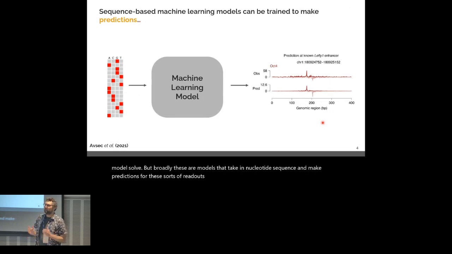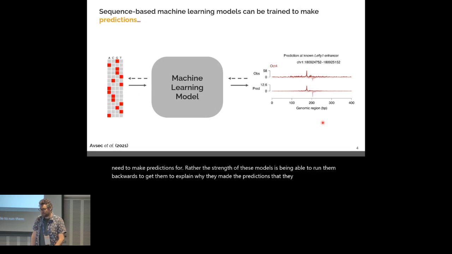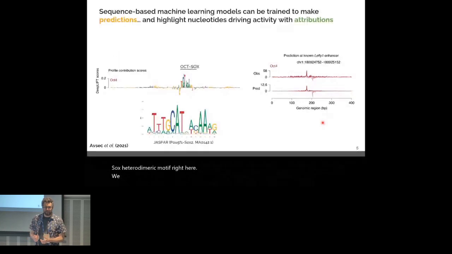However, in my view, the predictions from these models are kind of the least interesting aspects of them. After all, most of these assays provide us with genome-wide readouts already. There is no more secret genome that we need to make predictions for. Rather, the strength of these models is being able to run them backwards to get them to explain why they made the predictions that they did. And so here we can see that the reason it's predicting the binding of OCT4 here is because there's an OCT-SOX heterodimeric motif right here. We can adapt these methods in order not to understand the genome like this, but to design regulatory DNA.